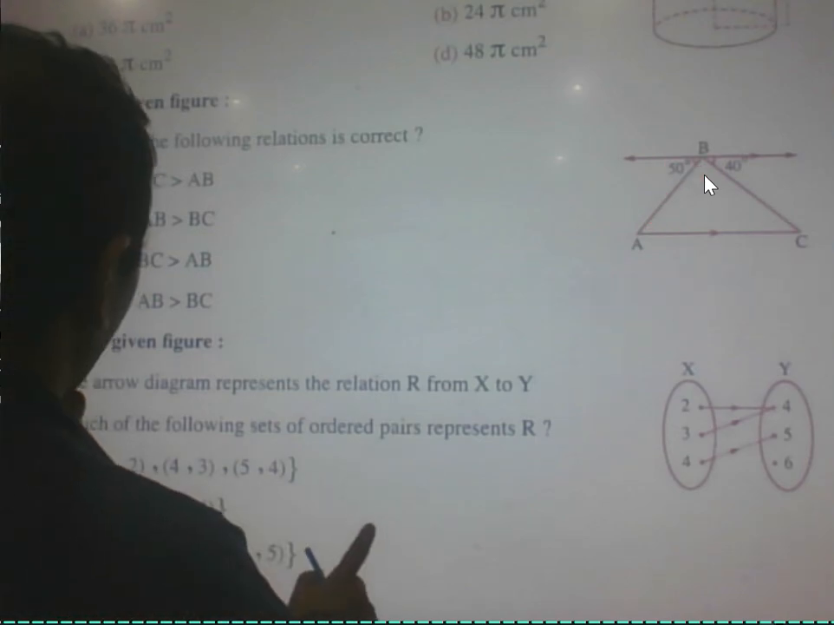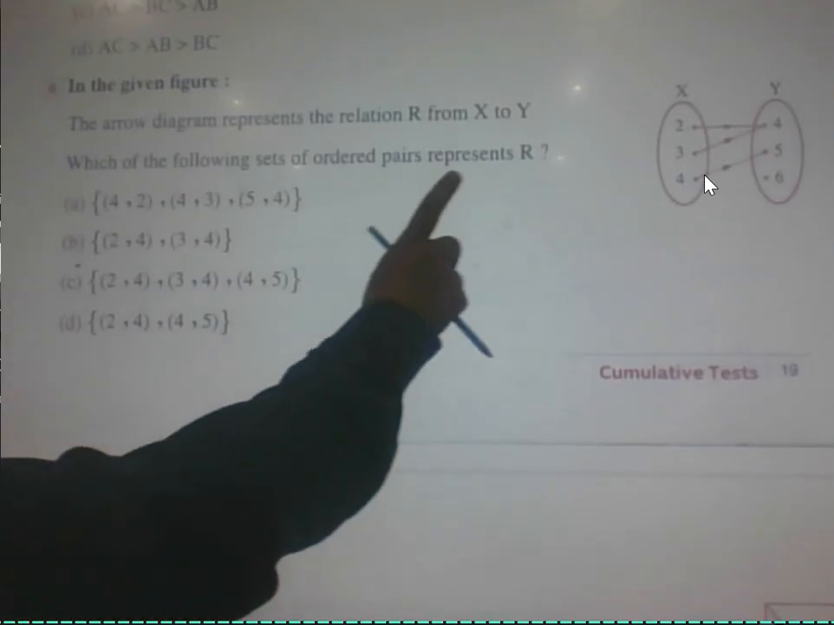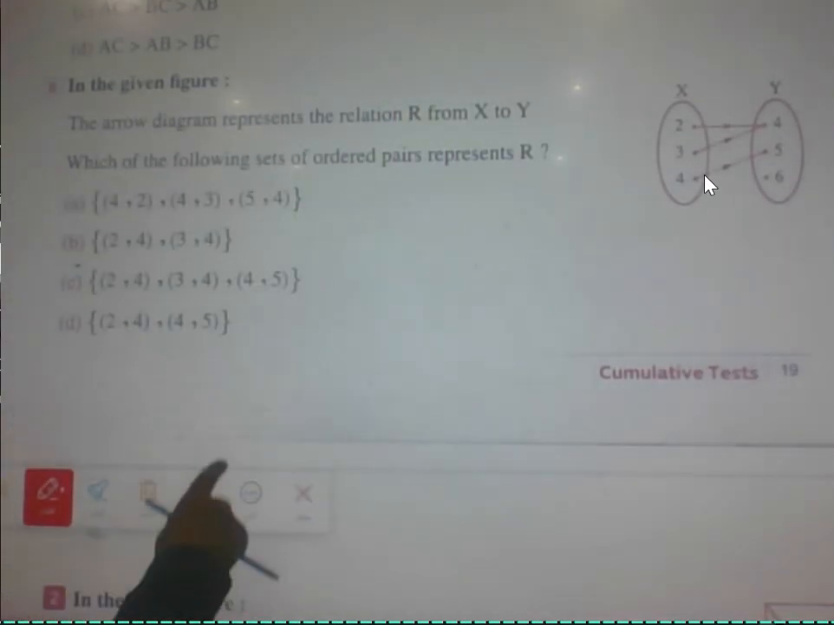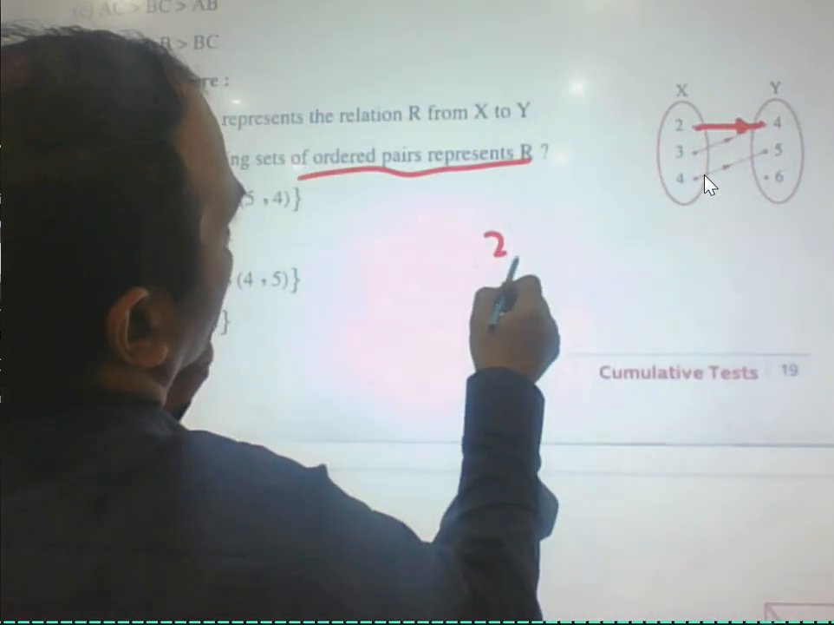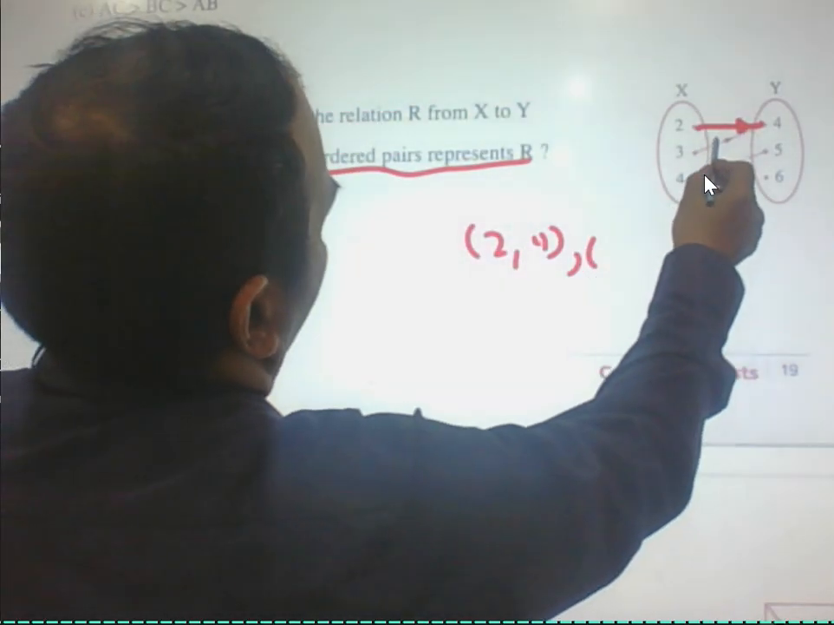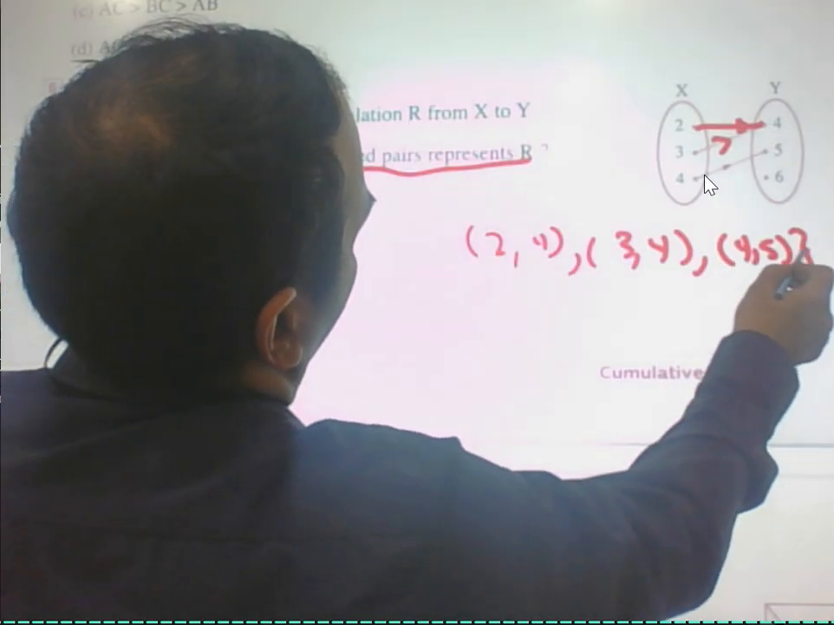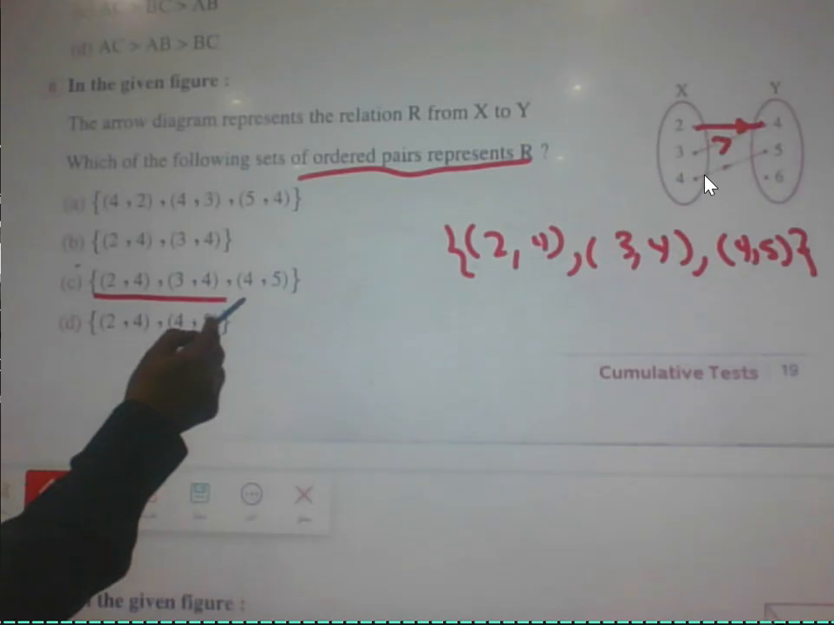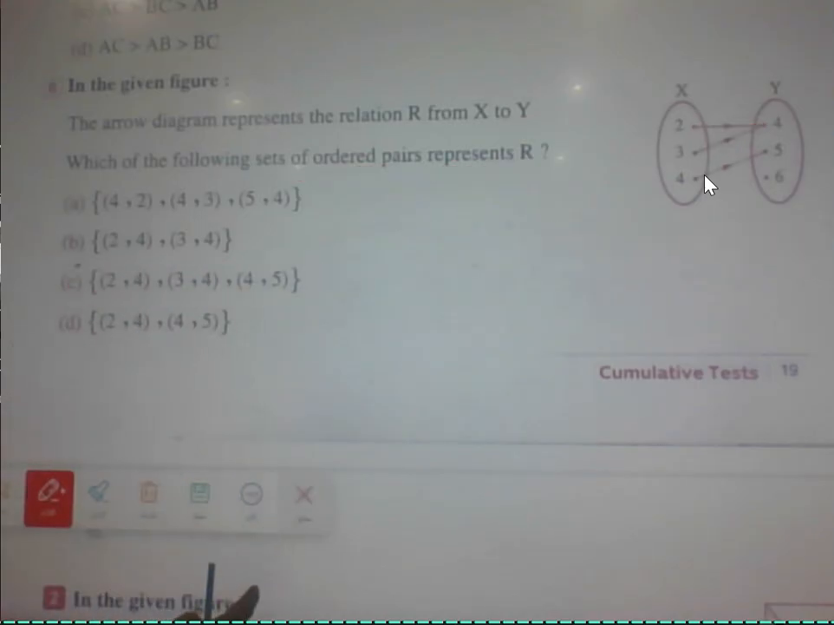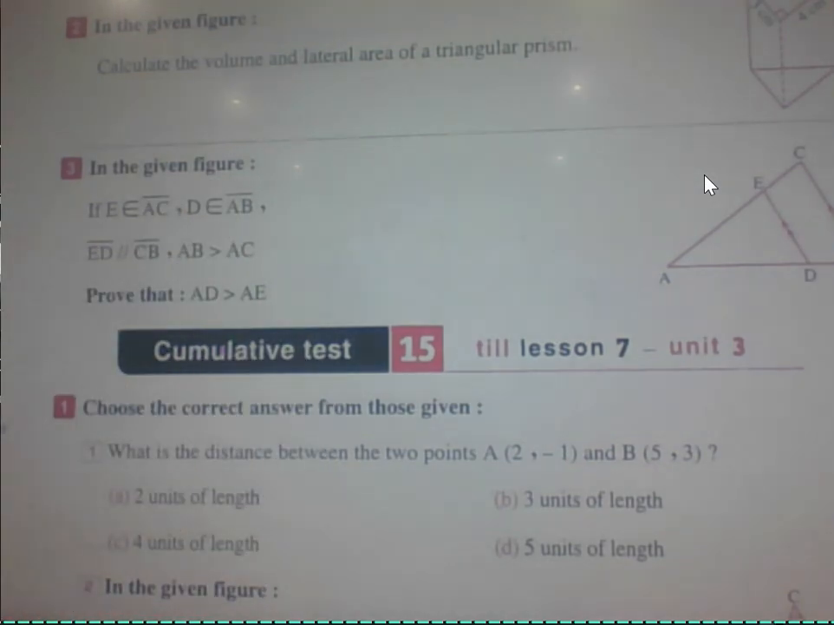Next question down here, we have a relation between two sets. We have our diagram between two sets. It gives me the relation, and wants to find the ordered pairs that best represent R. The first is 2 and 4, the second is 3 and 4, and the third is 4 and 5. Then we have 2 and 4, 3 and 4, 4 and 5. This is a function.